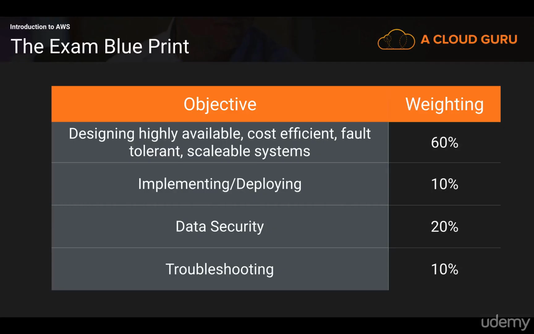The important things that you should pay attention to are the different objectives and what their weightings are. The first objective is designing highly available, cost-efficient, fault-tolerant, and scalable systems, and that's worth 60% of the exam. The next objective is implementing and deploying, which is worth 10%. Data security is worth 20% of the exam, and one white paper in particular is extremely valuable for that section, which we'll cover off in another lecture. And then troubleshooting is worth 10% of the exam.